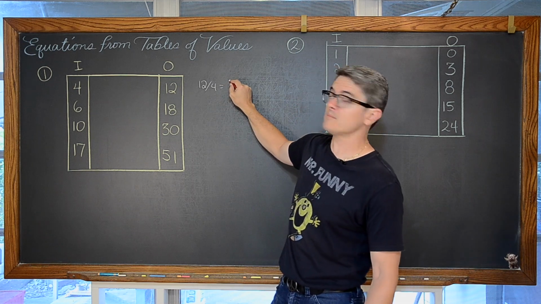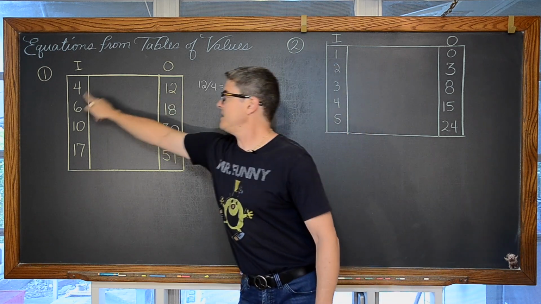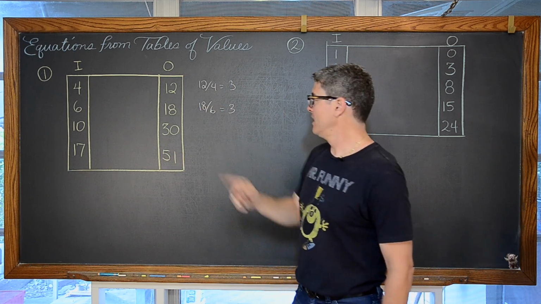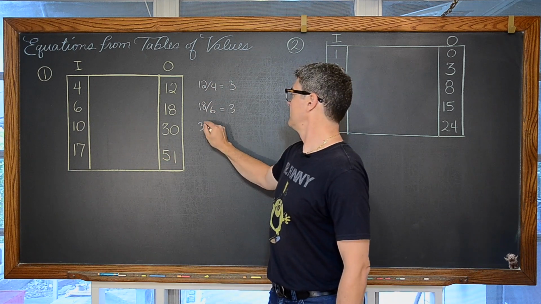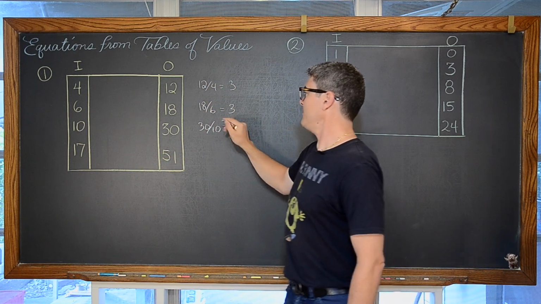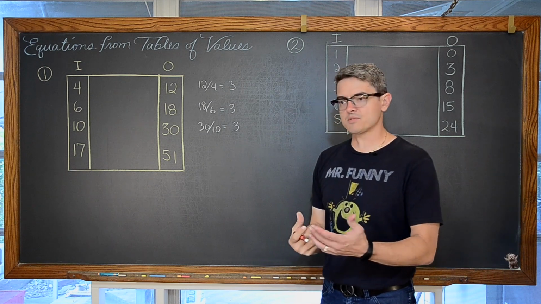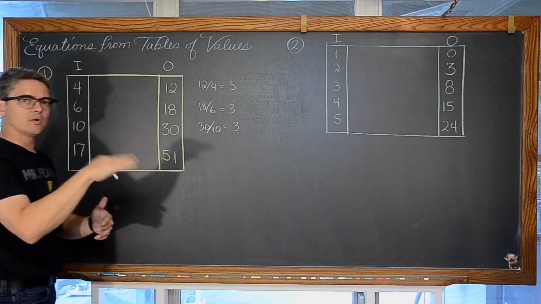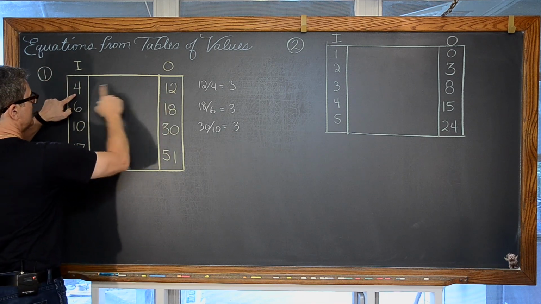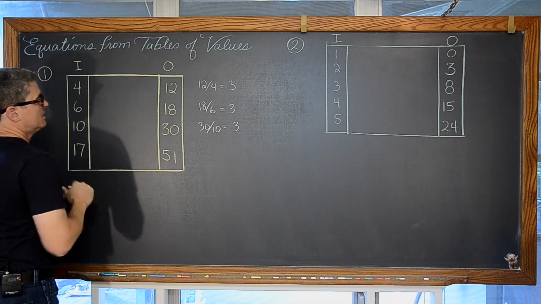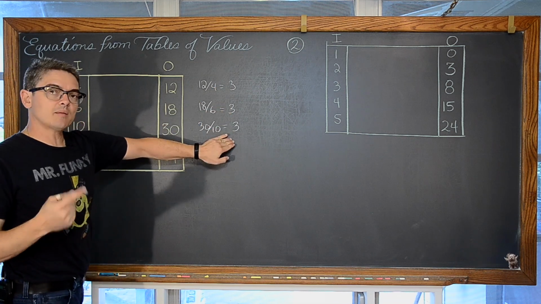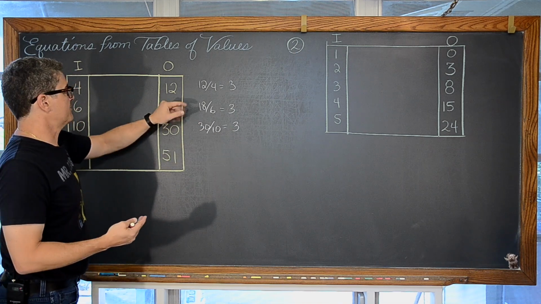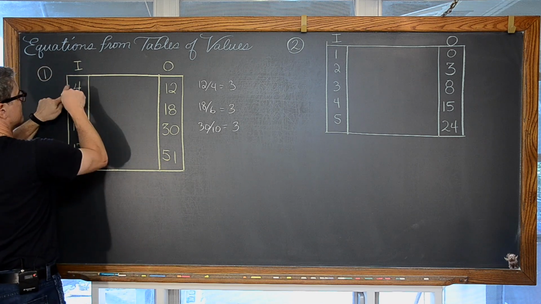Well, 12 divided by 4 comes out to be 3. And 18 divided by 6, well, that comes out to be 3. And 30 divided by 10, well, now that comes out to be 3 as well. So I'm taking the numbers that I already have and working backwards, if you will, to find the process, and I'm doing this division, and through that division I see that I keep getting the same ratio of 3.